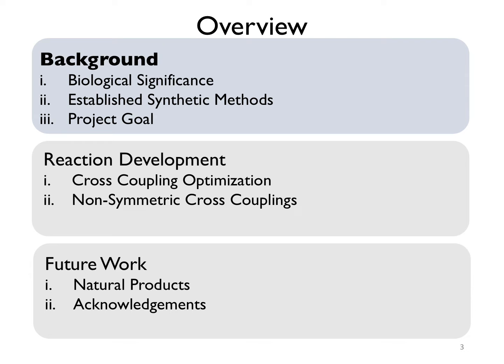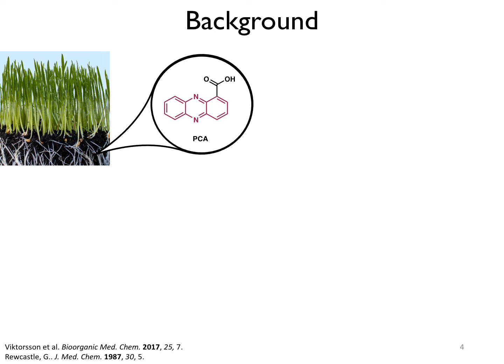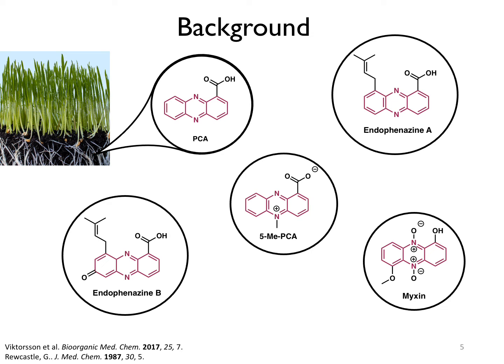So with background, let's get into some biological significance, established synthetic methods, and the project. You might be wondering, what exactly is a phenazine? Phenazines are a class of natural products that have a wide variety of structures. This core highlighted here in maroon is what we classify as the phenazine structure. So we can find these in several different places.